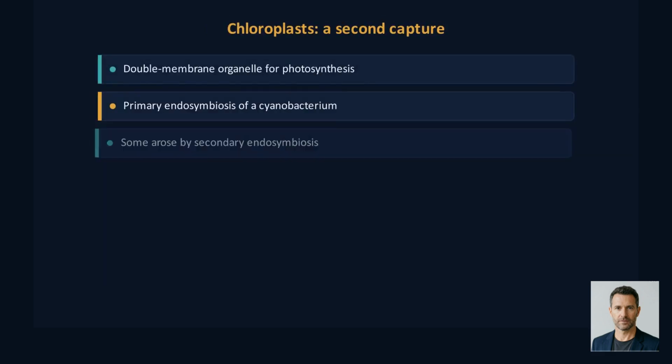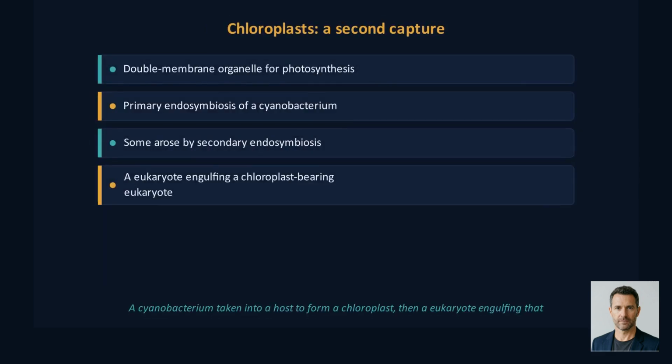Plant and algal cells pulled off the same trick a second time, with a different partner. Chloroplasts are the double membrane-bound organelles responsible for photosynthesis, and they too likely originated from primary endosymbiosis, this time of a photosynthetic cyanobacterium engulfed and retained by a host cell. So the same evolutionary move, capture and keep, gave the cell both its respiration and its photosynthesis.